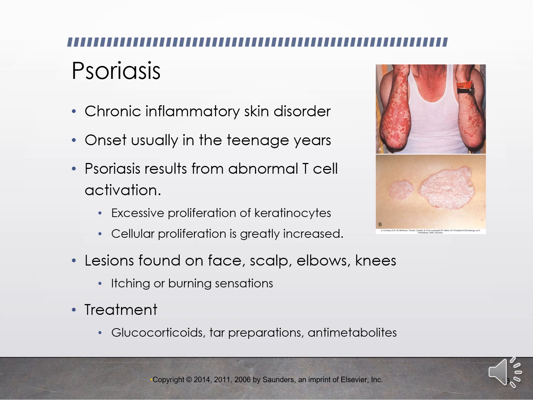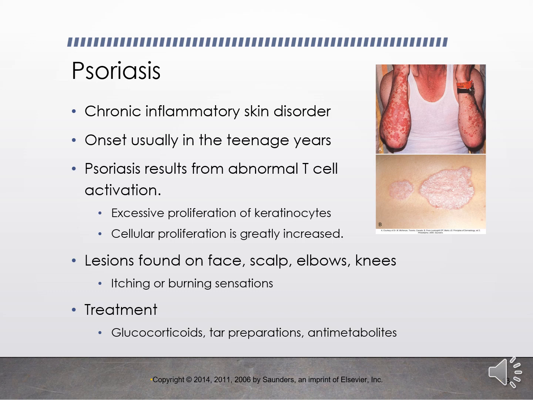Lesions are usually on the face, scalp, elbows, and knees. They can be very itchy. They can even give like a burning feeling. We treat it with glucocorticoids, tar preparations, and if it's severe enough, we'll give medications like the antimetabolite methotrexate.